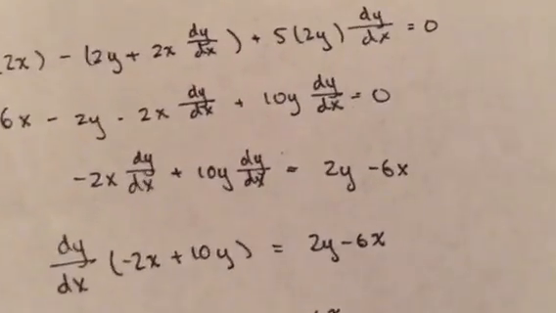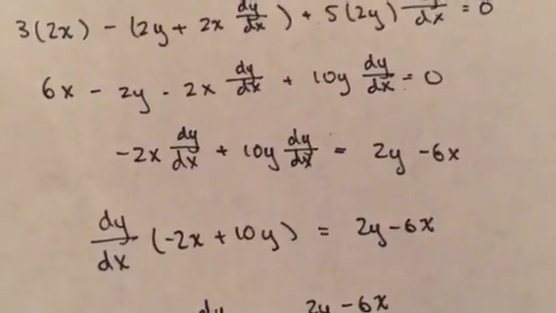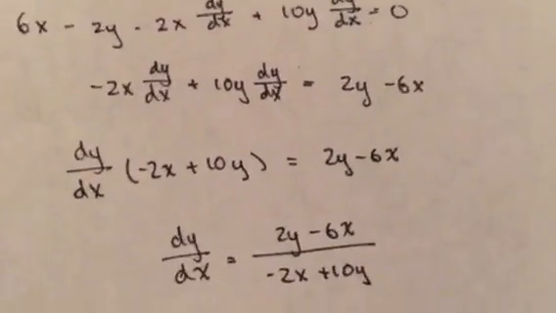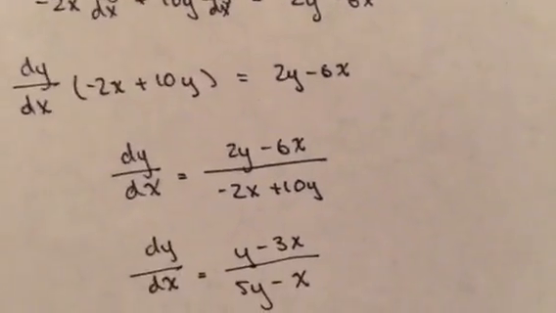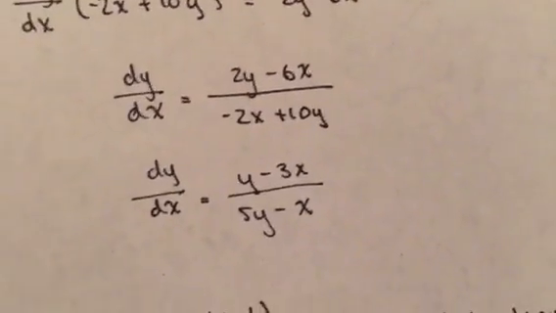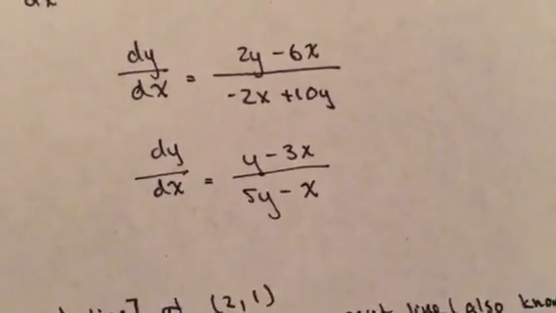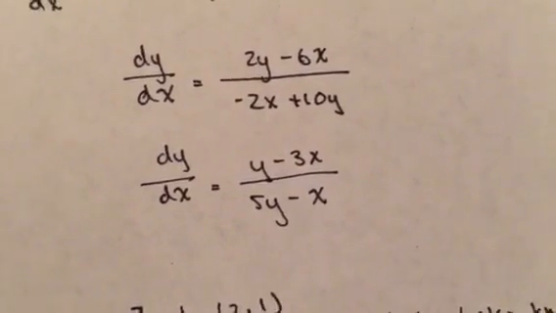And then you move 6x minus 2y to the right side to isolate dy over dx. Then you factor out dy over dx on the left side, divide by negative 2x plus 10y, and simplify by dividing everything by 2, and you get dy over dx equals y minus 3x over 5y minus x.